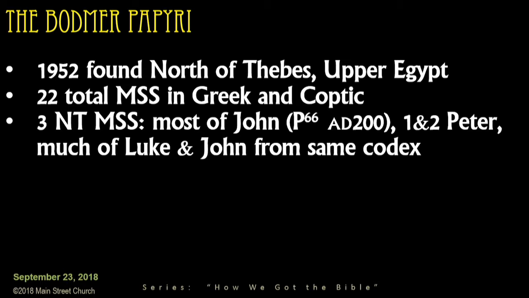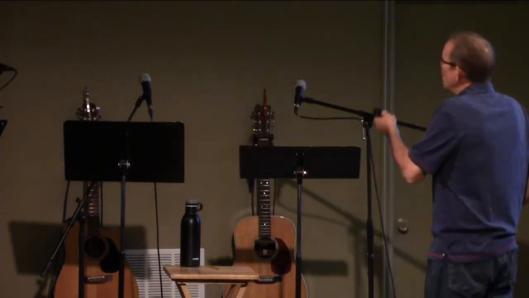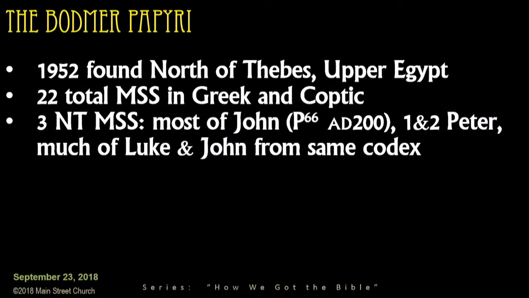It's all of 1st and 2nd Peter and a ton of Luke and John. And they all basically come from the same codex book. So these are fragments from one book where they were bound together. So around 200 AD, you've got these 3 Gospels and 1st and 2nd Peter that we know by evidence were bound together and in circulation in Egypt. Wow, by the 200s. It's astonishing. The Bodmer collection is just really an astonishing thing.